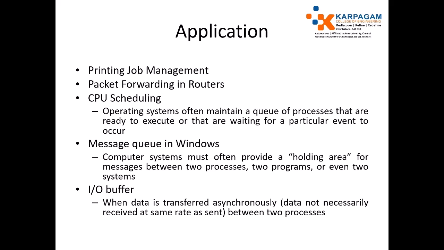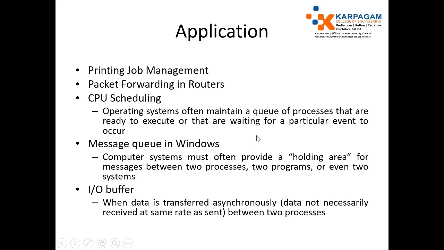There are other scheduling methods available, like round robin scheduling and priority scheduling. That is also available in operating system functionalities, which also makes use of queue, as other variants of queue. Then message queue in Windows.